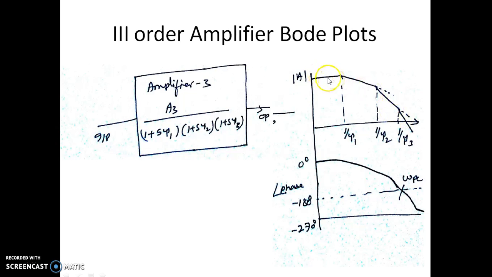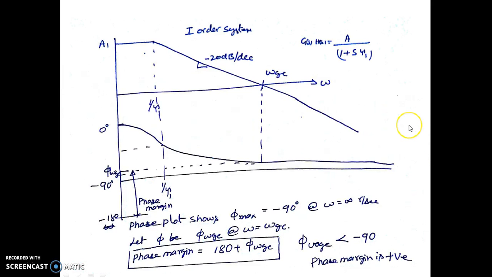Now this is how the slope of the plot changes from 0 dB per decade to minus 20 dB per decade after 1 over tau 1. After 1 over tau 2 it changes to minus 40 dB per decade. After 1 over tau 3 it changes to minus 60 dB per decade, and it goes with the same slope till omega is equal to infinity.